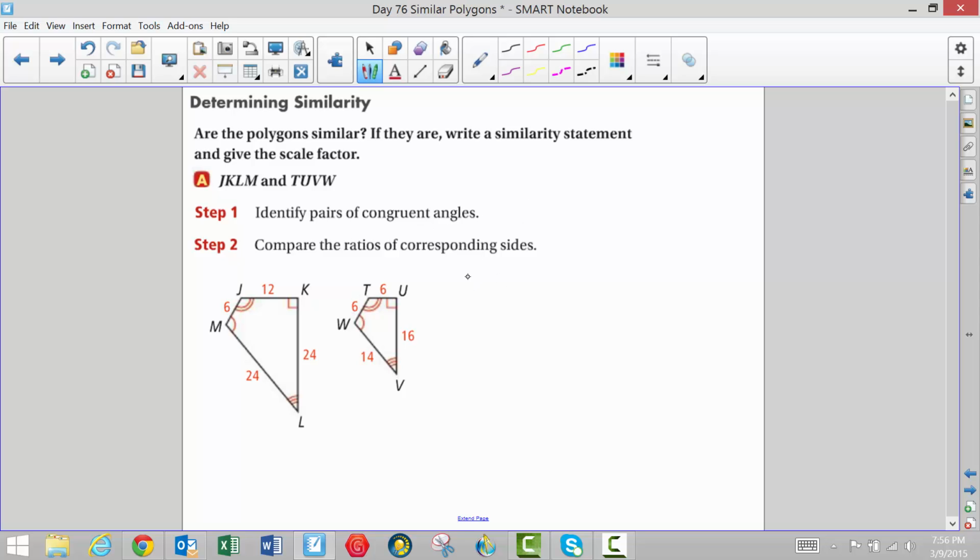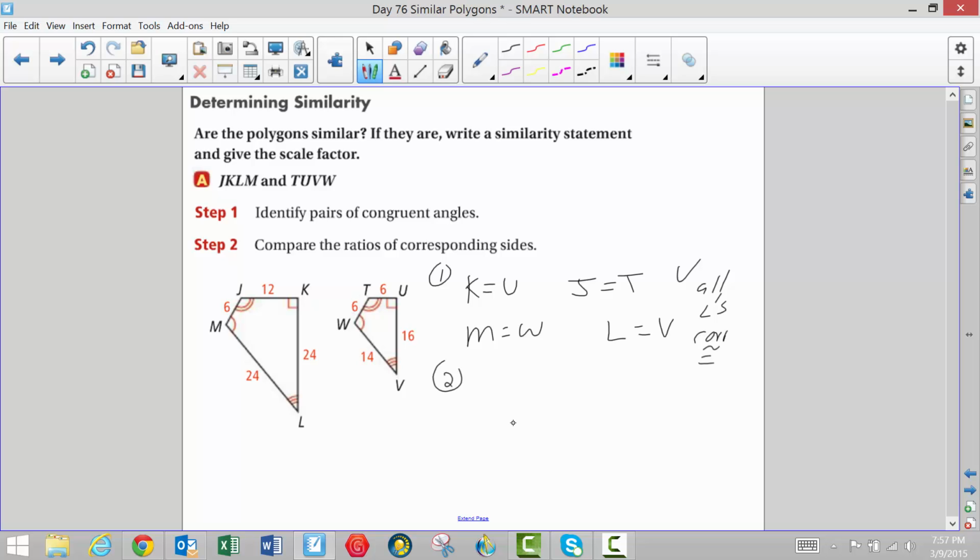I know that K and U are in the same position and they're both congruent, so that's true. J and T, they're congruent and corresponding, two arcs and two arcs. I have M and W, they're congruent, single arc, and I have L and V. So yeah, all my angles are congruent. So I do have all angles corresponding congruent. So that's step one.